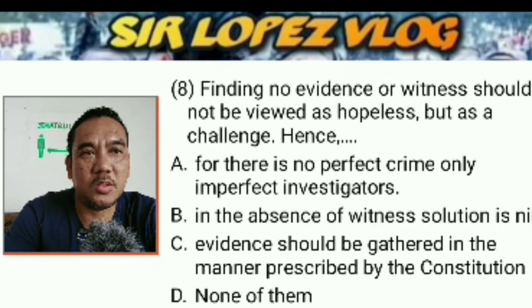Finding no evidence or witness should not be viewed as hopeless, but as a challenge. Hence, is it letter A, for there is no perfect crime, only imperfect investigators? Letter B, in the absence of witness, solution is nil. Letter C, evidence should be gathered in the manner prescribed by the Constitution, or letter D, none of them. Number 9.